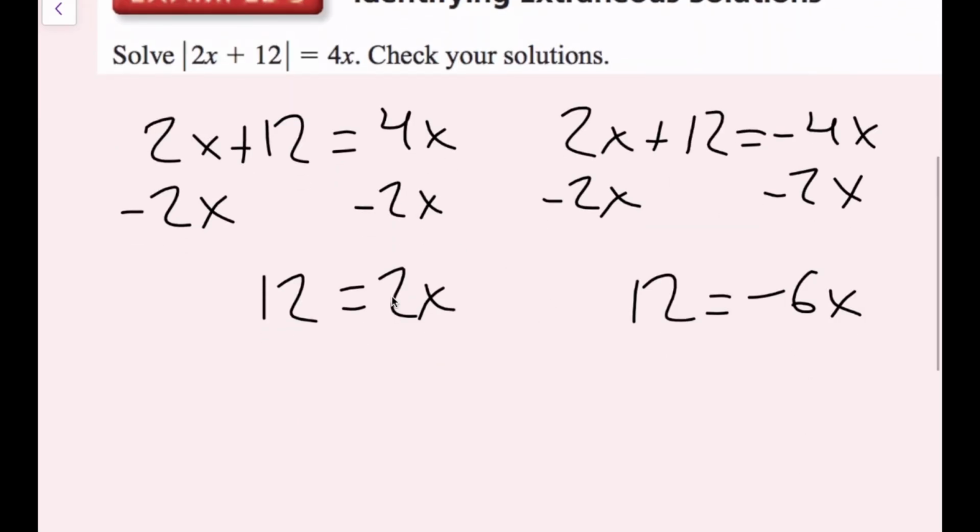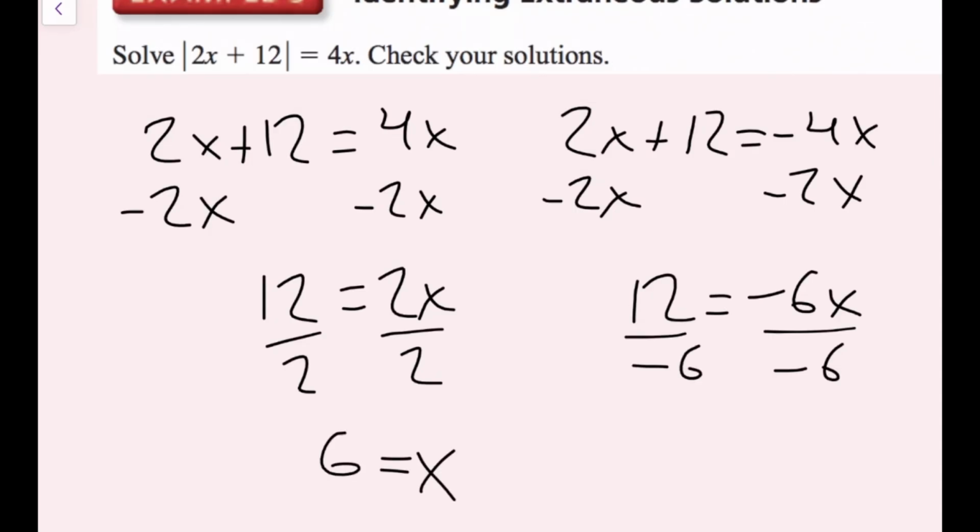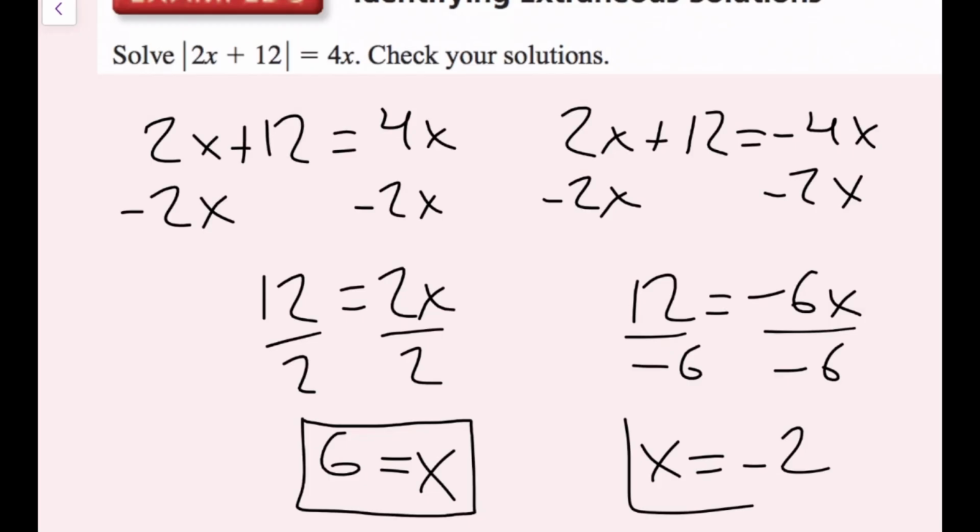Once again, you don't need to do your two equations at the same time. I find it easier, but if you think it's easier to do it another way, that's how you can do it. Divide by 2 here, divide by negative 6 here. Okay, so now I get x equals 6. And then here I get x equals negative 2.